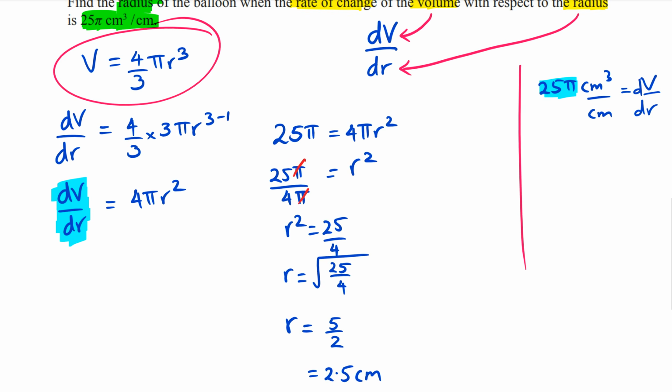Okay, so in terms of grades for this question, derivative found and made equal to 25 pi gets you an achieved. So getting to this line here will get you an achieved, and then getting the final answer will get you a merit. All right, so let's go to the next question, guys.